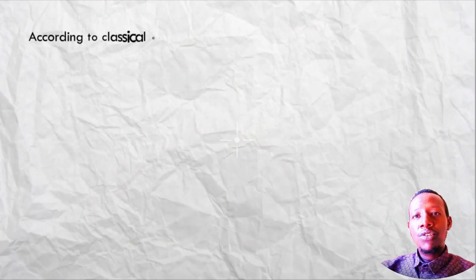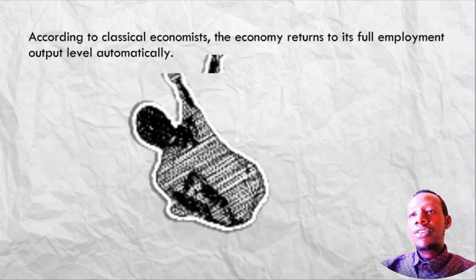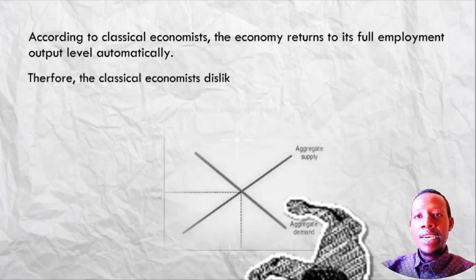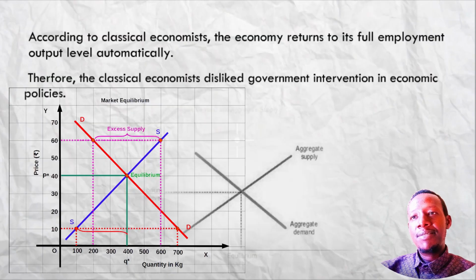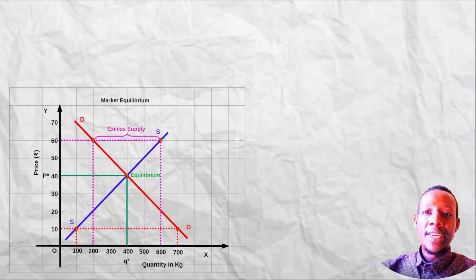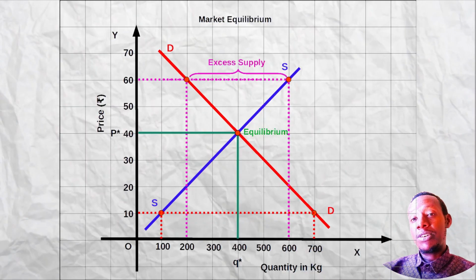Classical economists stressed the self-adjusting tendency of the economy, since the economy returns to its full employment output level automatically. They disliked government intervention in economic policies. They assumed that all economic agents are rational, markets are perfectly competitive, and prices are flexible. So everything is left to market forces, and there's no need for government. Inflation and the market itself adjust, and prices are flexible to change, so the economy is operating at full employment.